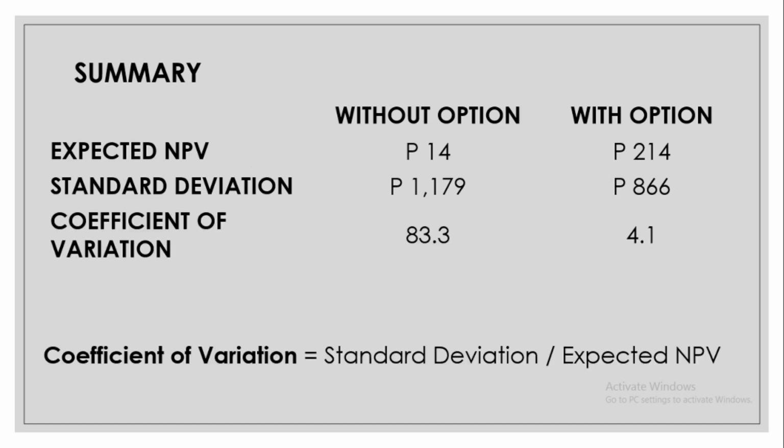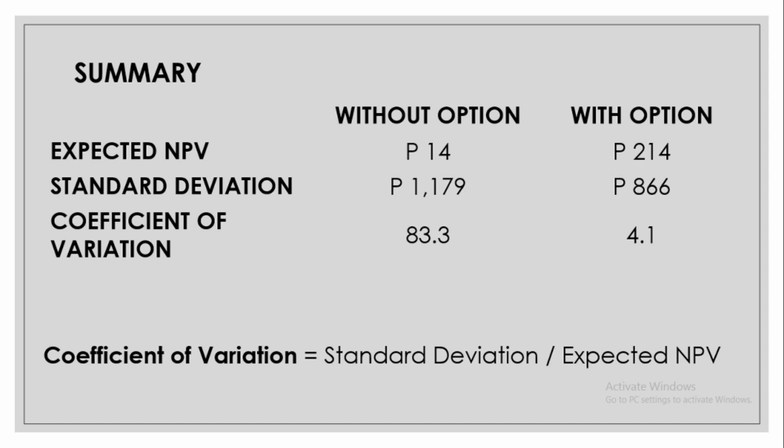Now to compare both projects, let's have their summary. The expected NPV and the standard deviation of the project without the option is 14 and 1,179. For the project with the option, the expected NPV and standard deviation is 214 and 866. And for us to compare both of them, we need to compute their coefficient of variation. And so our COV for the project without the option is 83.3 and for the one with the option is 4.1. And so therefore, we could assess that the project with the option is a better project.